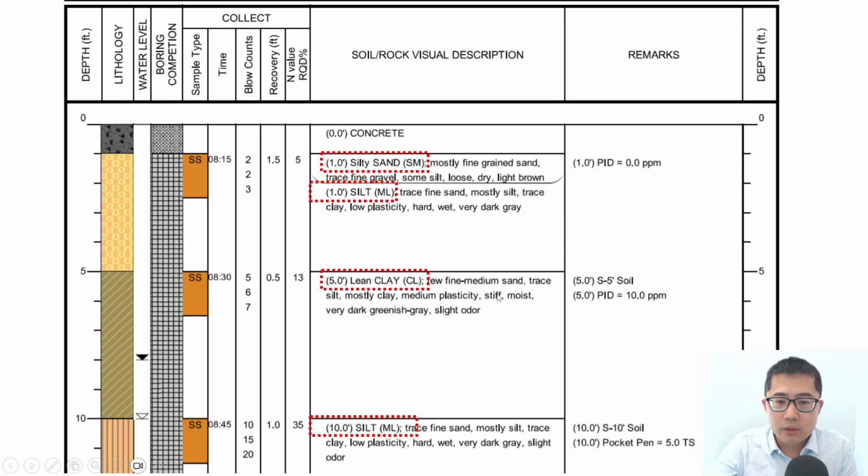You probably have looked at this a lot of times, which is good. I really want you to feel comfortable using or looking at boring logs, and this is a boring log from a consulting company in the U.S. You can see that this is a very clear sign they're using the USCS soil classification system. All the SC and SM over here, and the silt ML, and lean clay CL.